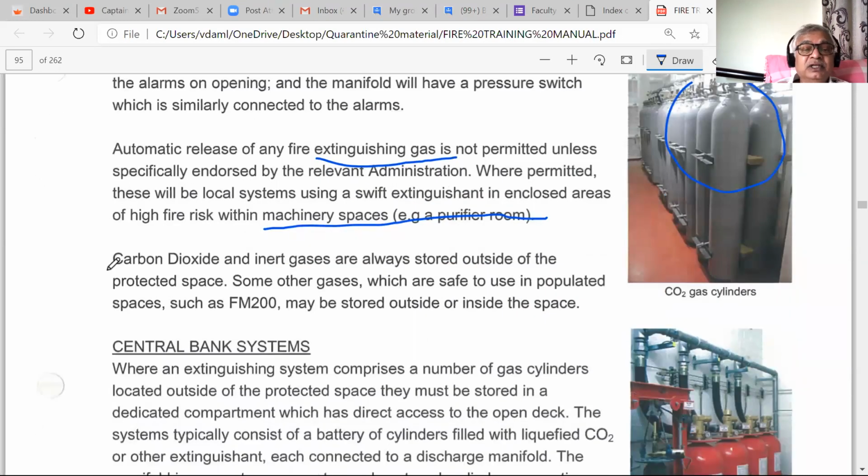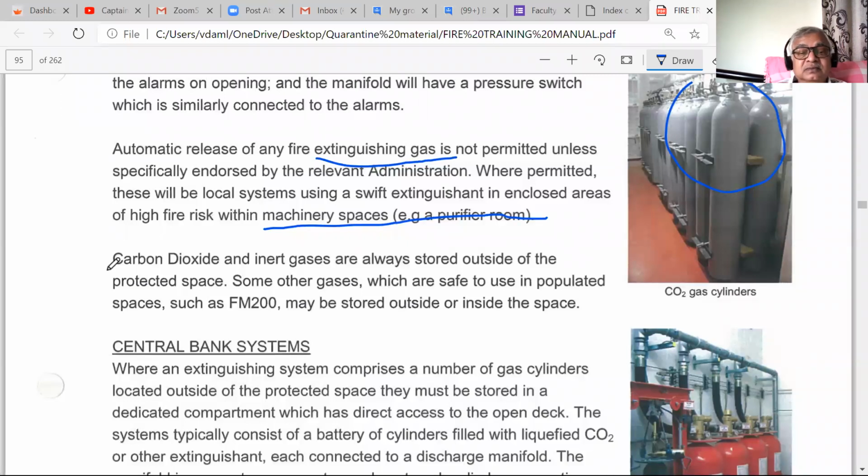They are always stored outside the protected space. Now, the protected space is where you are going to discharge. So, suppose I am sitting in a room and it is protected by CO2. I can't have the CO2 cylinder in the same room. It has to be outside somewhere. Now, that is what it says.